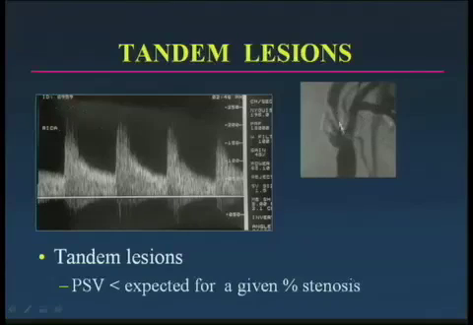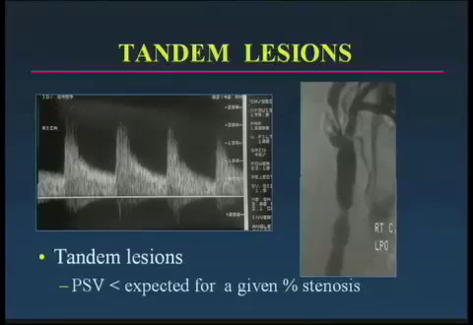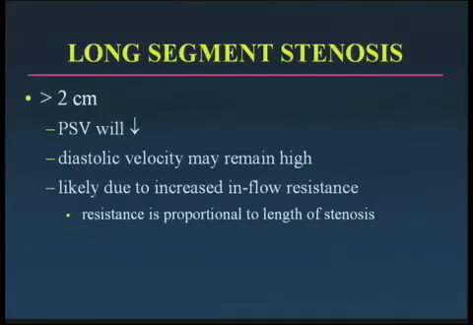But on the angiogram, you can see, in fact, that there's a very tight stenosis. So why was our peak systolic velocity so much lower? Well, the reason was that there was a tight stenosis in the common carotid artery proximal to the internal carotid artery. And so when you have tandem lesions, the velocity will not be as elevated in the distal stenosis.